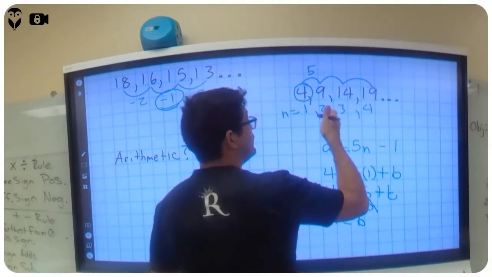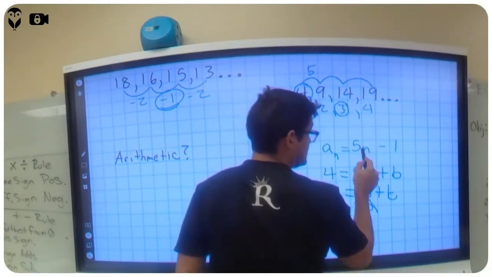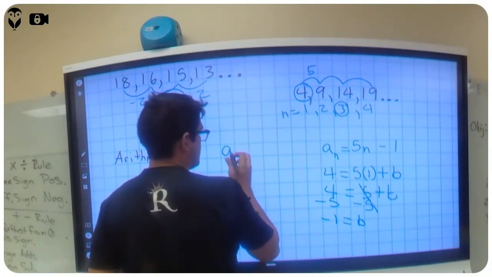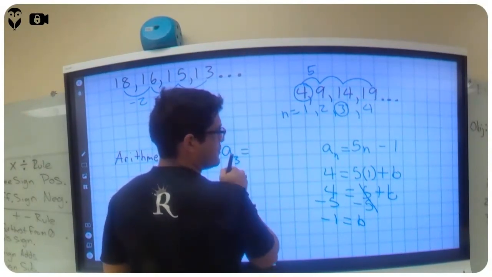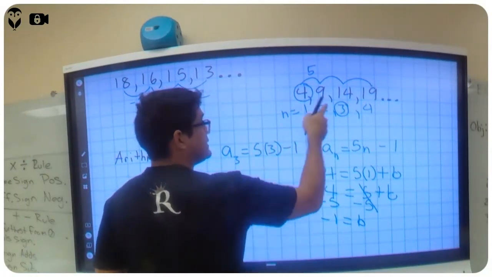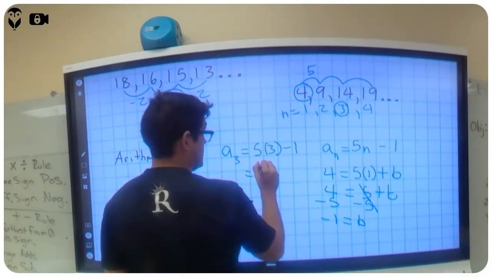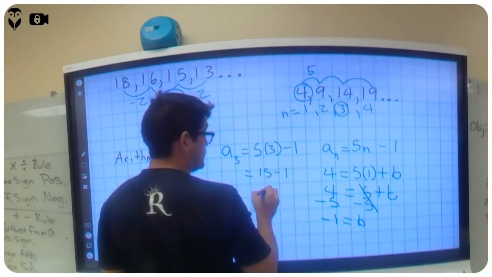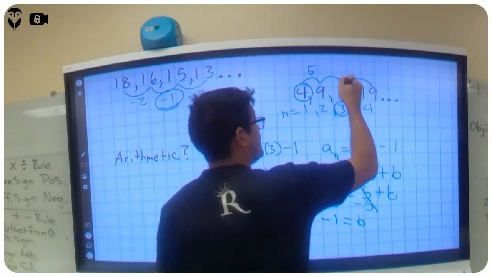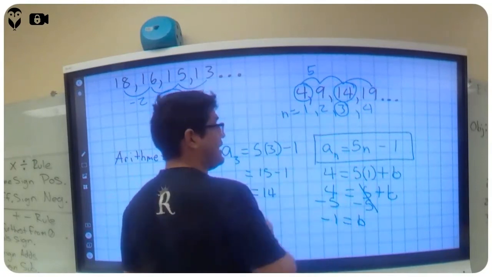So if I'm looking for number 3, I'll put a 3 in there. So let's see. If I put a 3 in there, what's the answer for number 3? 5 times 3 minus 1. It's supposed to equal 14. We'll check right now. 5 times 3 is 15. 15 minus 1 equals 14. And that's the answer for number 3. That's correct. The answer for number 3 is 14. So this formula works perfectly for any answer.